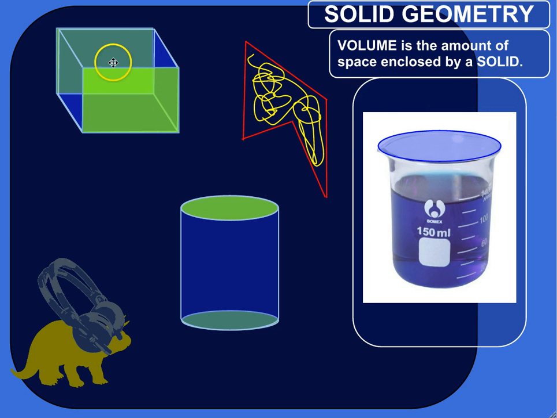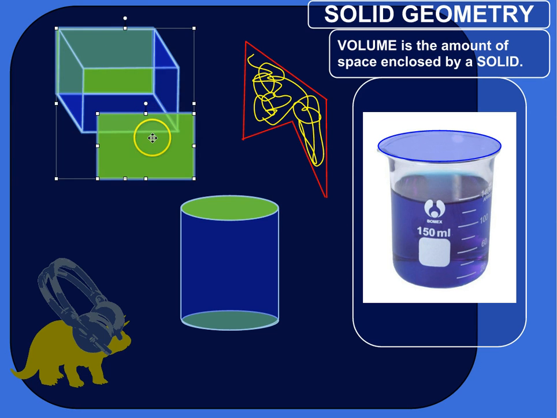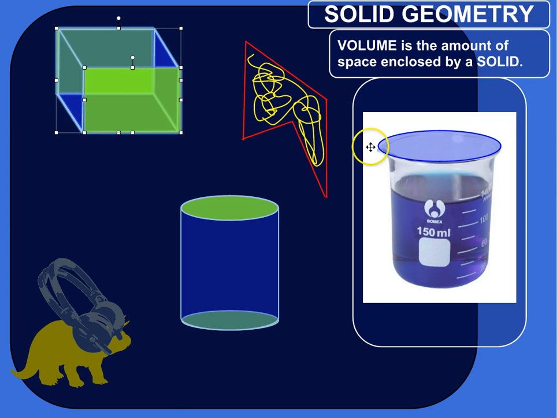So the volume of this prism, i.e. the volume enclosed by the prism, is however much space it can hold, and you can measure that in different kinds of units. So if the faces were measured in meters, let's say 5 meters by 3 meters, then the volume enclosed by that prism would be however many meters cubed.